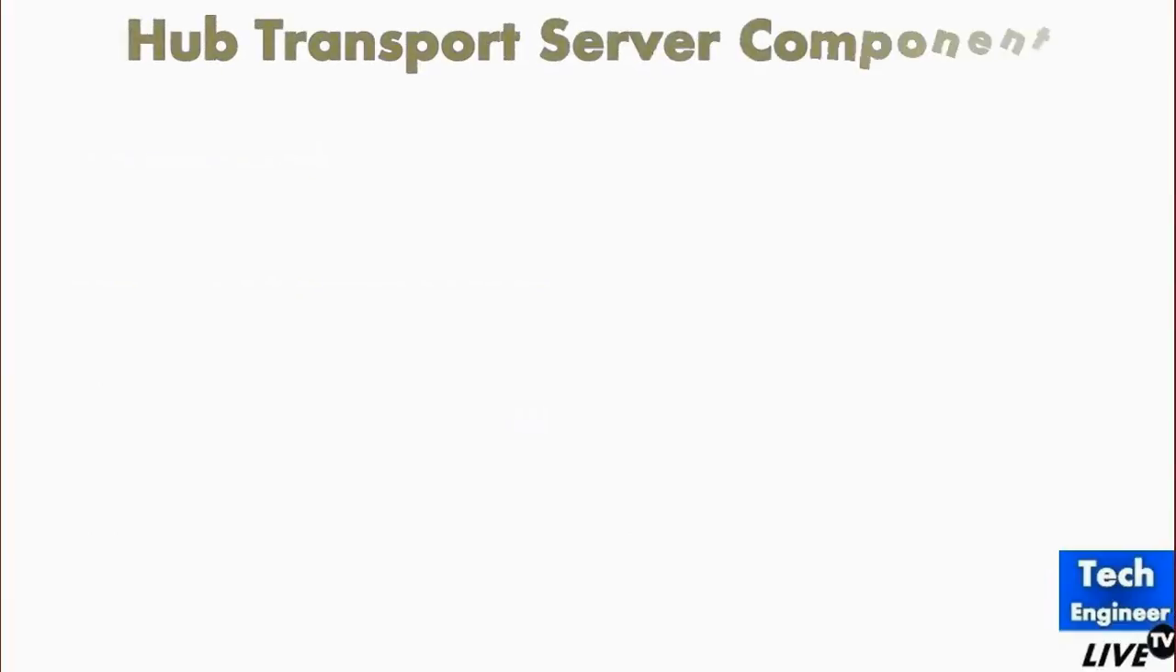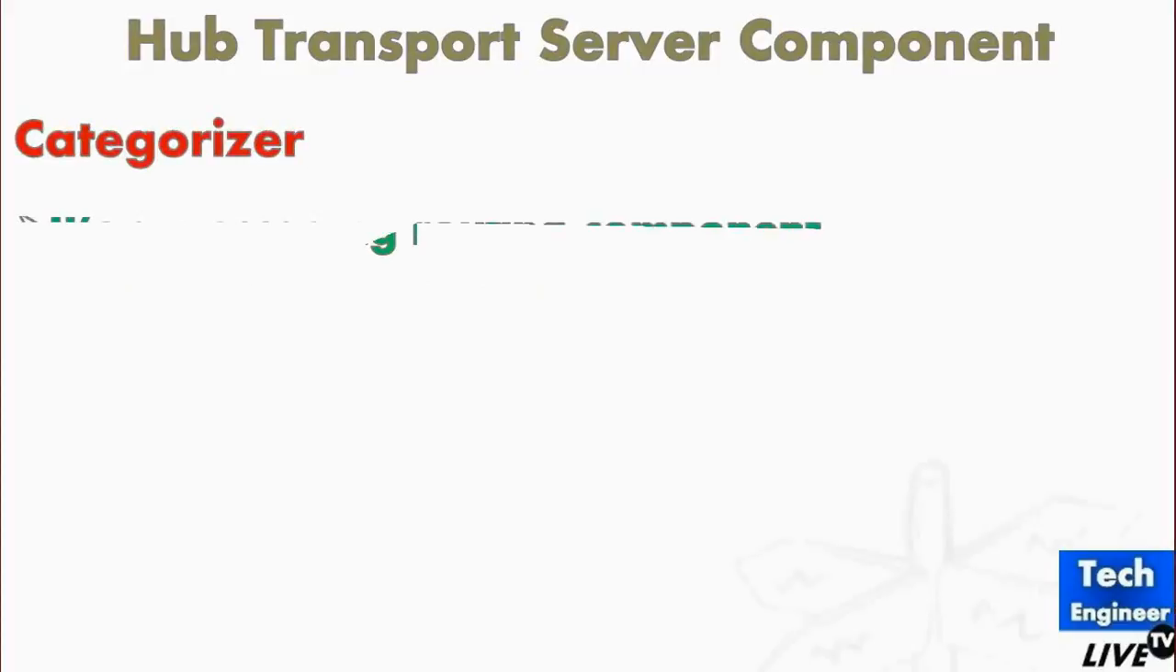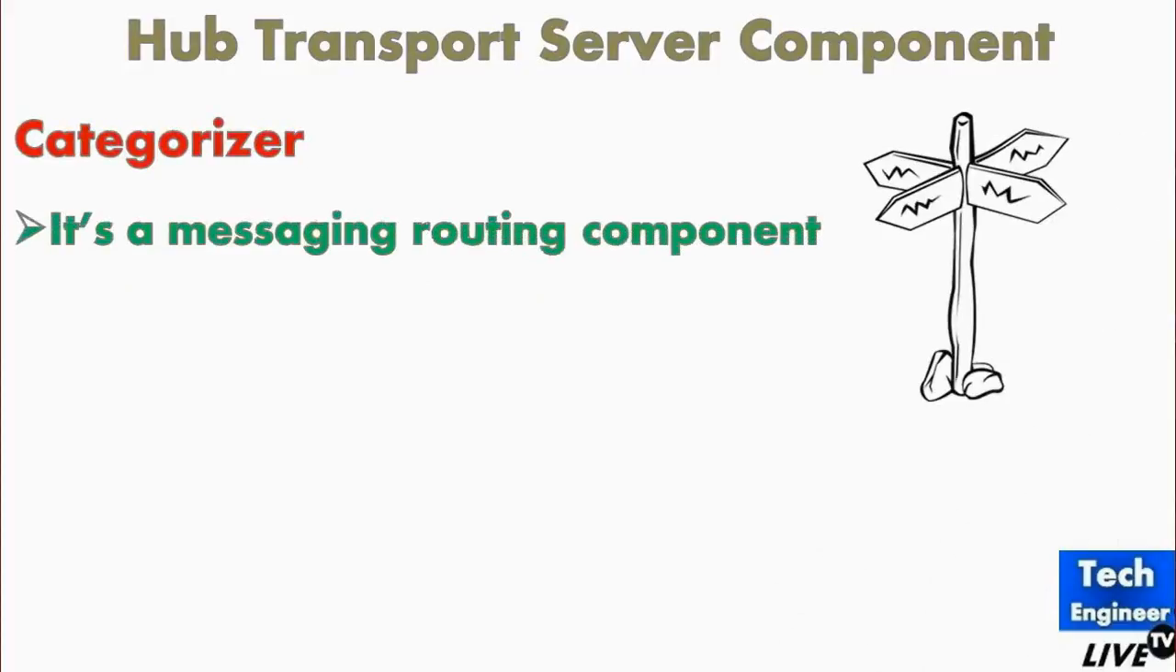Now the hub transport server uses a component as well, and that is the categorizer. It is a brand new feature, a message routing component available in Exchange Server 2010, which lets you know where the message has to go. It's a message routing component. So where the message has to go, this will route it. It will create the routing.